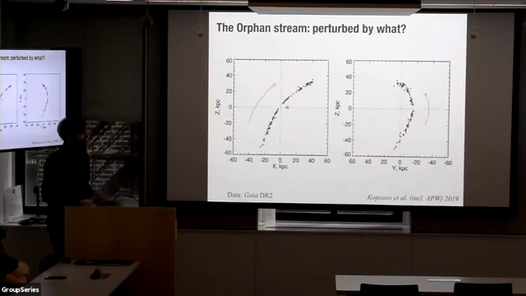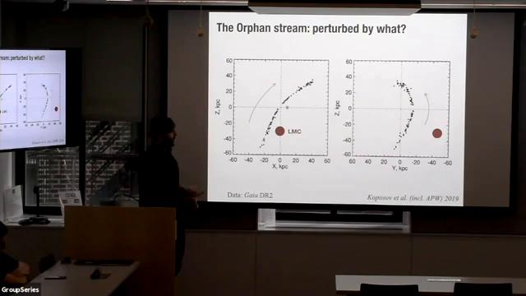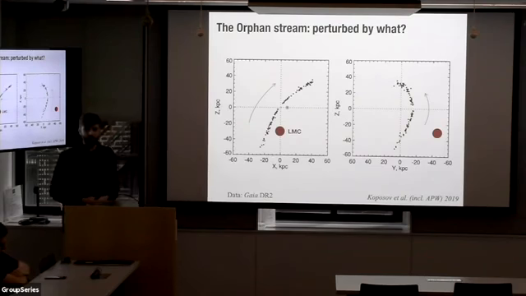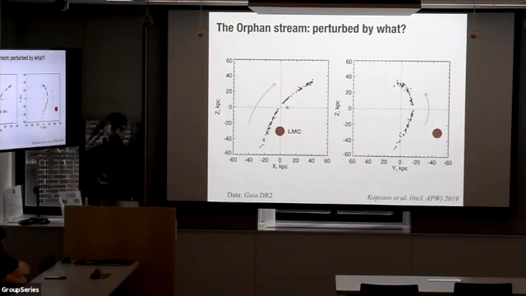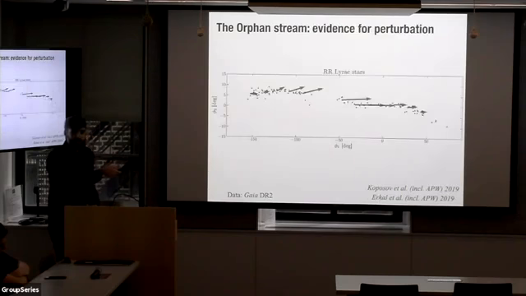So one question then is what could have caused this perturbation? Well, it turns out the Orphan stream is so long that it actually intersects the orbital plane of the Large Magellanic Cloud. The Large Magellanic Cloud is this very massive dwarf galaxy pair, actually, the Large and Small Magellanic Clouds, that are on their first infall into the Milky Way. And we think that actually the LMC had a direct effect on the stream and caused this velocity offset in the center part.